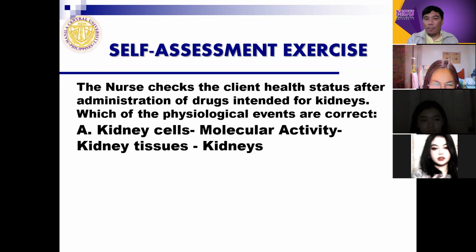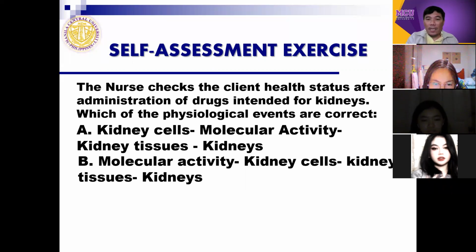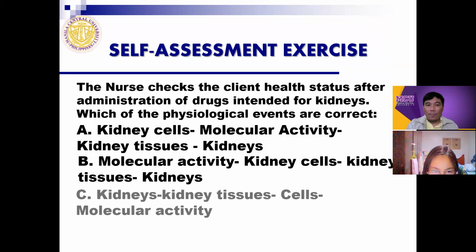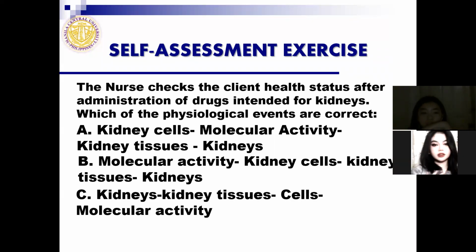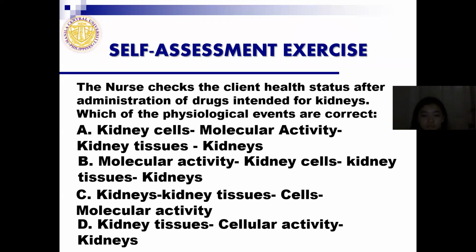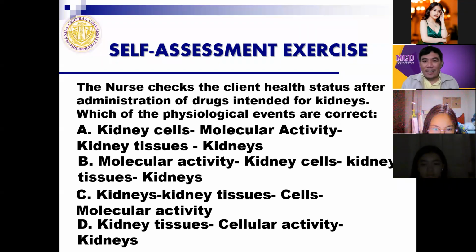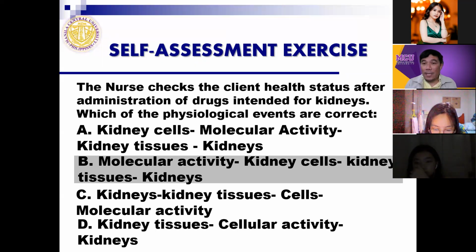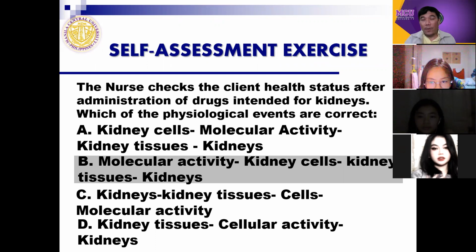Will it start with kidney cells, molecular activity, kidney tissues, then kidneys? Letter B, molecular activity, kidney cells, kidney tissues, and reach the kidneys. Letter C, kidneys, kidney tissues, cells, then molecular activity, or letter D, it starts with kidney tissues, cellular activity, then proceed with kidneys. So the first one who raised her hand is Miss Micaela Alimbuyugi. Din letter B po, yung start po siya sa molecular activity, kidney cells, kidney tissues, and sa organ po, which is the kidney po. Okay. So eventually, what could be the basis if that will be the answer? That is the correct answer. What is our basis? The basis is the 6 structural and functional organization.